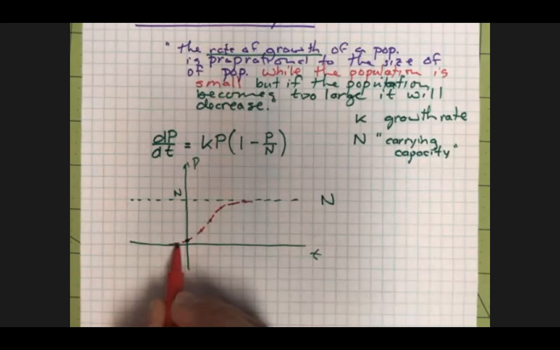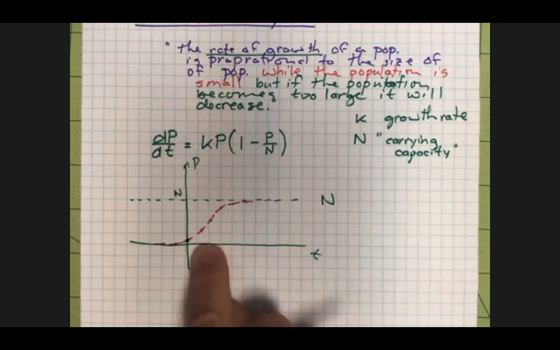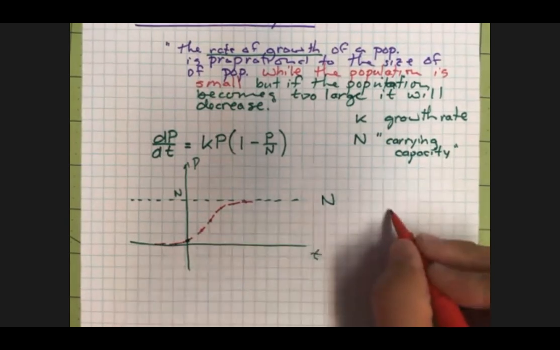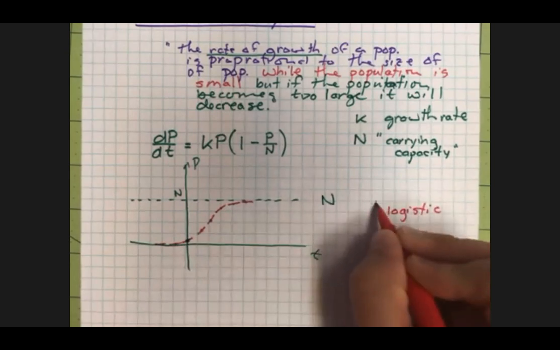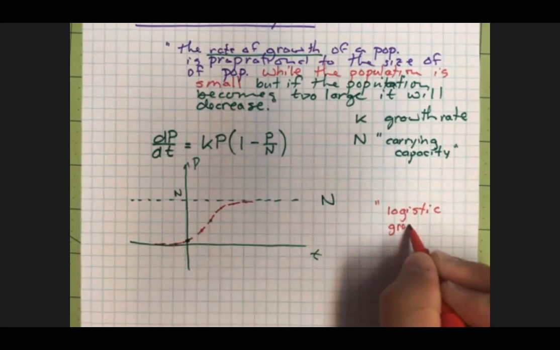I can still say as before, there used to be less rabbits on the island. But now I have a new curve here. This is not an exponential curve. This is actually called a logistic curve. And what we're talking about is referred to as logistic growth.